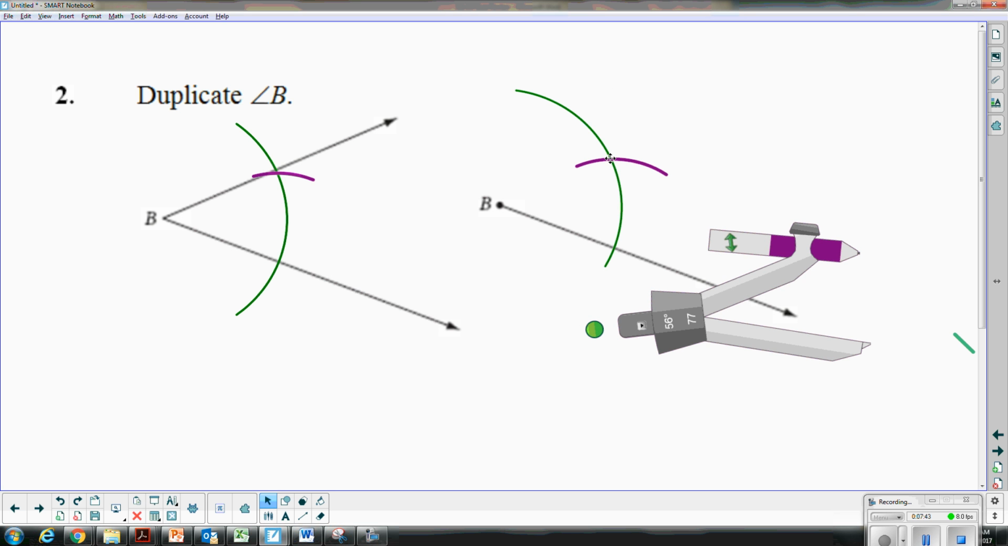So now I have a point that's on my second ray, and I'm going to use my straight edge to connect B to that point. And then if you use your protractor, those two angle measures should be the same. You can use your protractor to double check, but you cannot use your protractor to duplicate. So that's just a way to double check. On your quiz, you will not have a protractor, so you cannot double check. You need to follow the steps or create your steps to duplicate that angle.